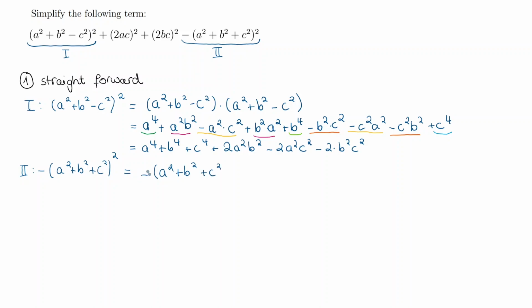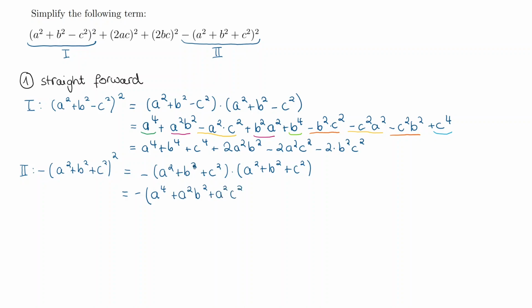Now we don't forget this minus from here. And then of course we have to multiply everybody with everybody. We do have a minus sign here, so I will put a minus sign and an opening bracket. Then I put everything inside this opening bracket. We start with this a square here and multiply it with everybody from here. So we get a to the power of 4 plus a square b square plus a square c square.